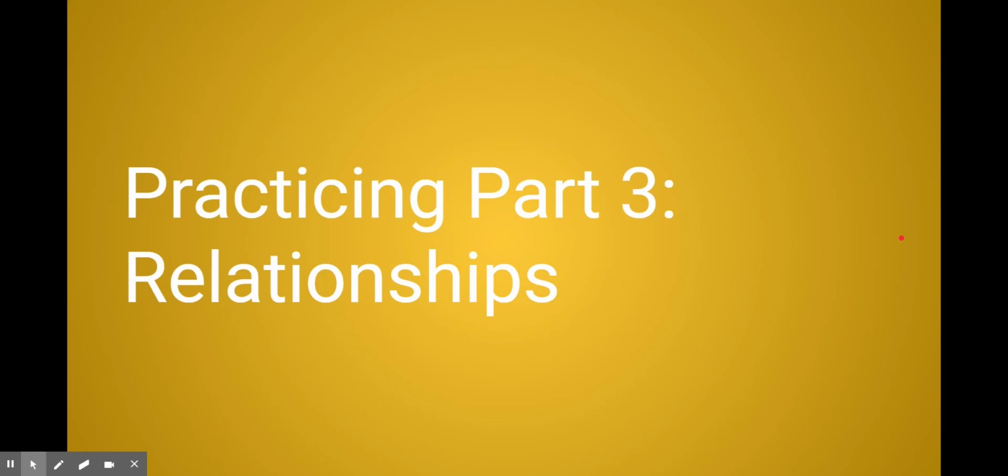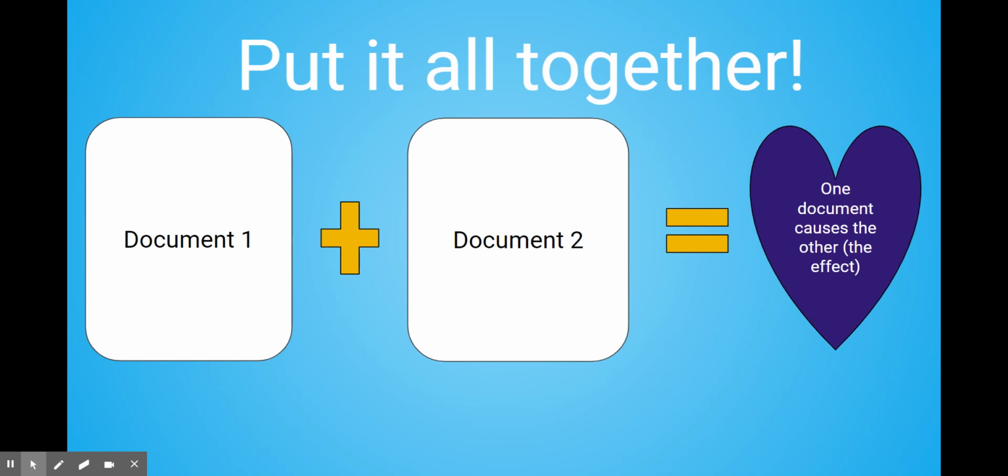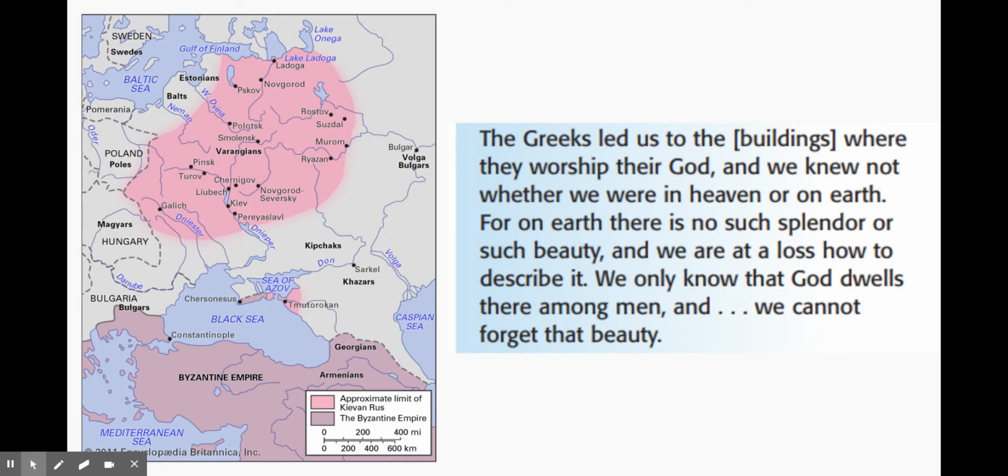The third task is to explain the relationship between the documents. So the first thing you might be asked to do is to explain cause and effect. How does one document cause the other? With 2 of the documents that we've looked at, you can see that the interaction between the Byzantines seen in document 1 would cause them to learn about each other's religion, which we saw in document 2.